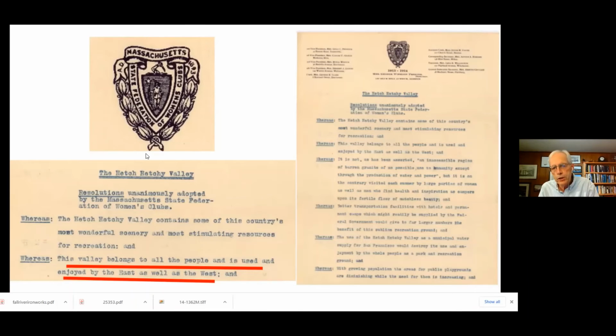And of course, the third issue is building the dam in the Hetch Hetchy Valley. The document that gets at this makes the argument that the valley belongs to all the people and is used and enjoyed by the East as well as the West. And that gets at the notion of environment as a value in itself, that nature isn't just valuable because of what you can use it to do, but preserving it and not using it is a value.